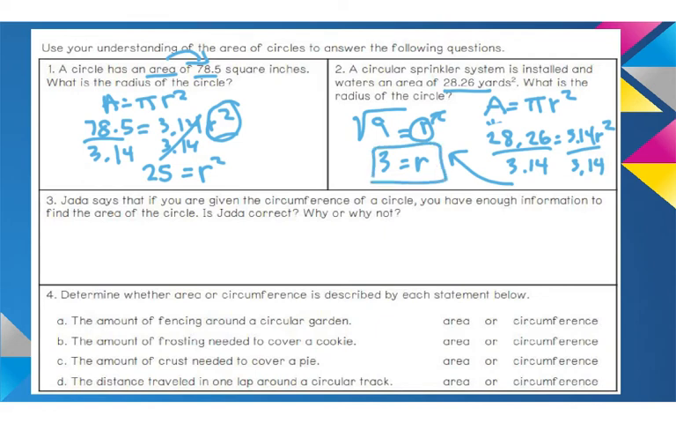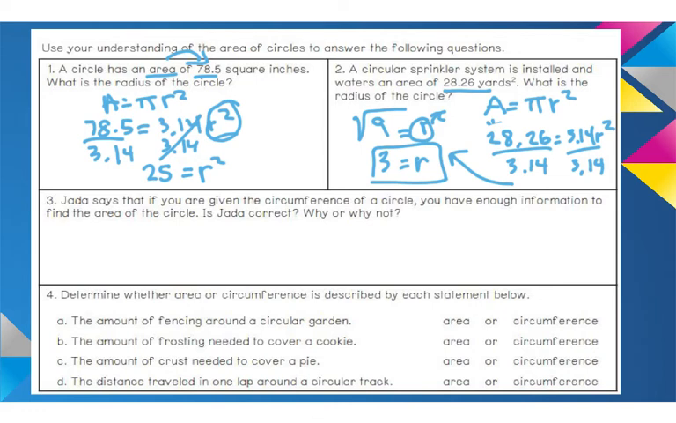All right, number 3. Jada says that if you are given the circumference of a circle, you have enough information to find the area of the circle. Is Jada correct? Why or why not? If you think about it, if you have the circumference, you could always divide by pi to find the diameter. And if you know the diameter, you can find your radius.